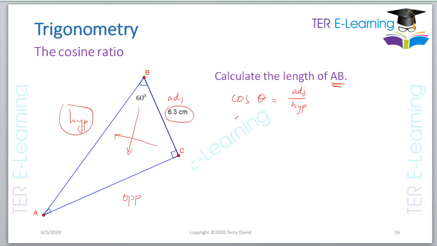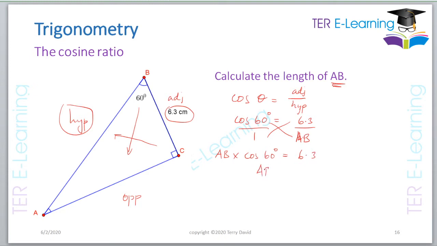So cos 60 degrees is equal to adjacent, which is 6.3, divided by my hypotenuse, which is what I don't know. So let me just put AB one time. So this is AB. So we know we're going to have to cross multiply. So put this cos 60 over 1. Right? So we're saying this by this is equal to this by this. So I'm going to say AB multiplied by cos 60 degrees is equal to 6.3.